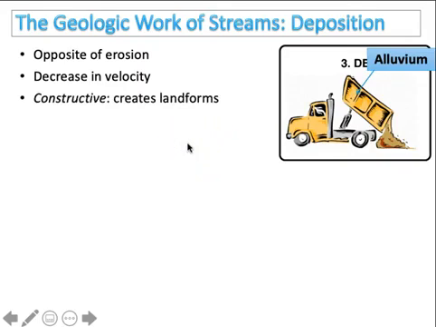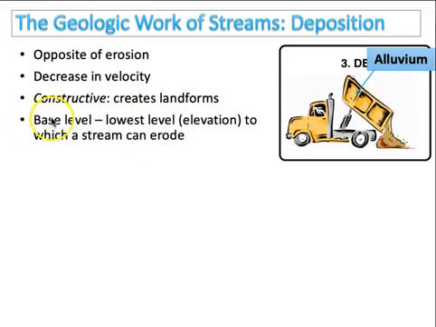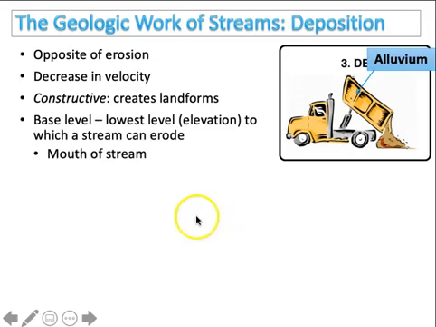This is considered to be constructive because the accumulation of alluvium over time builds up landforms. Once a stream reaches its base level, the lowest level to which a stream can erode, it can no longer do any erosion and it will deposit any remaining sediment. This happens at the mouth of a stream.